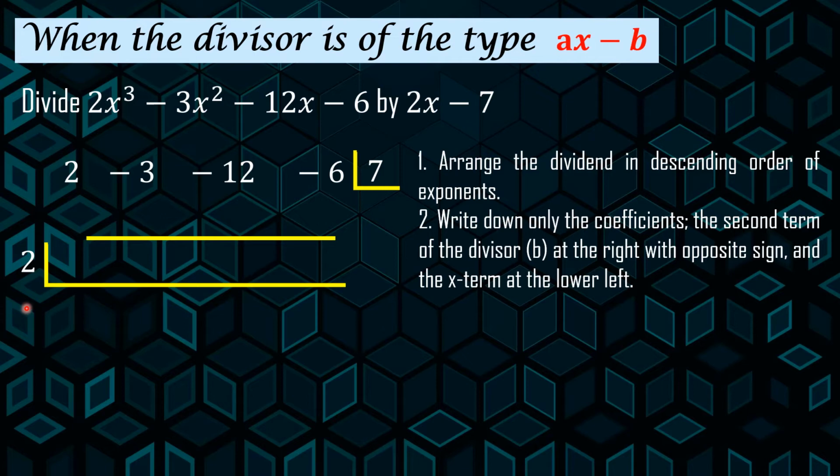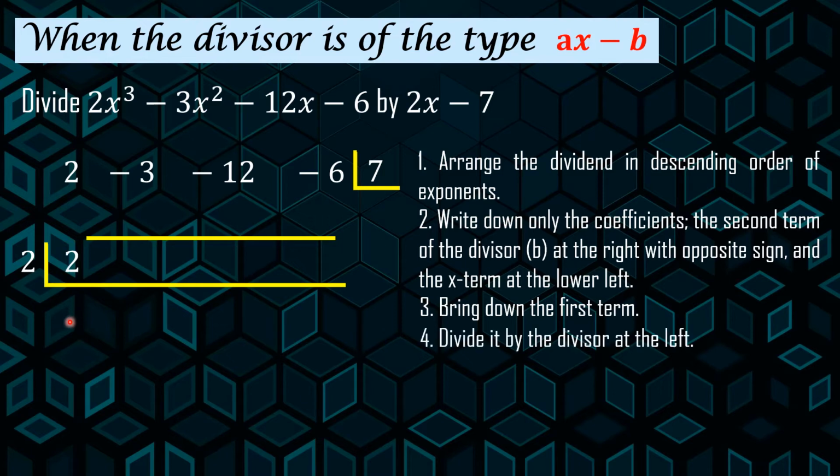Ayan. So, kung kanina walang numerical coefficient ang x sa ating divisor, so ngayon nagkaroon na ng numerical coefficient, so palagi natin dito ilalagay sa lower left. Next is to bring down the first term. The first term here is 2, so let us bring down 2 dito sa tabi ng o kalinya ng ating x term.